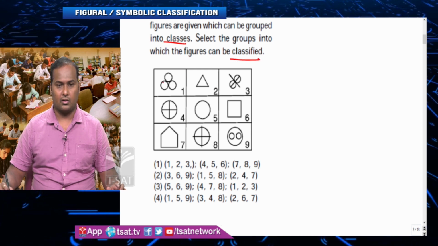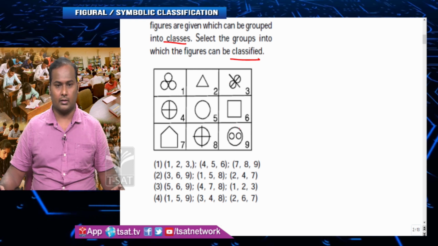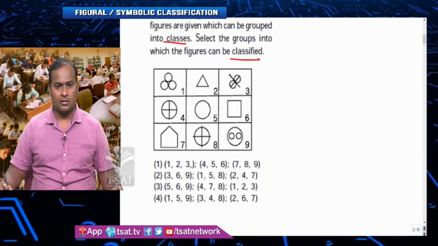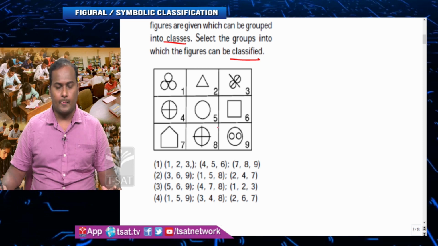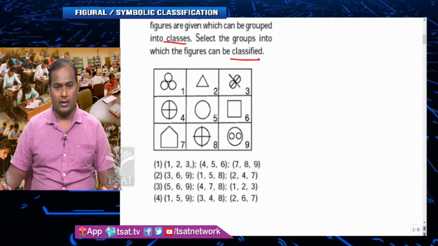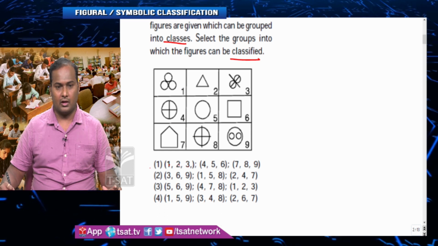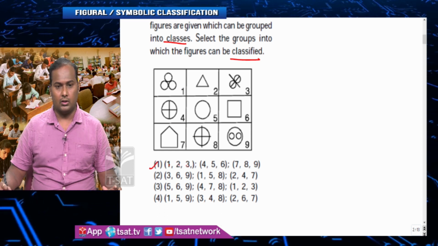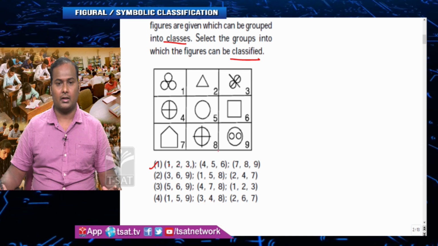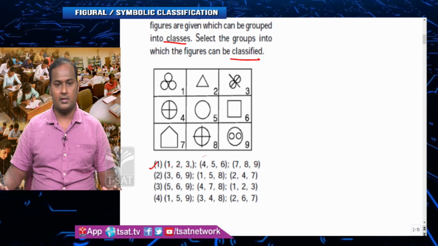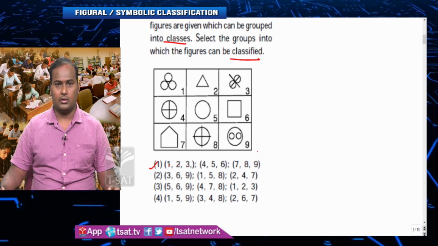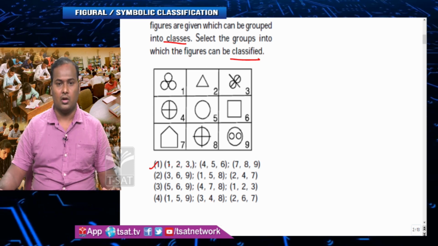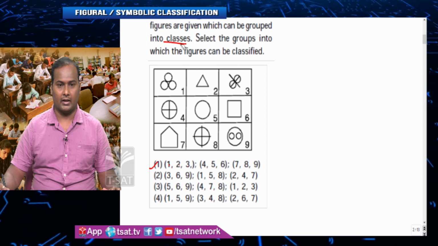In this particular question, there are a total of 9 figures, but the options are divided into 3 groups. So, for example, if you see the option, 1, 2, 3 should have one common character. In the same way, 4, 5, 6 should have a common character, 7, 8, 9 should have a common character, and the student has to observe that particular character.